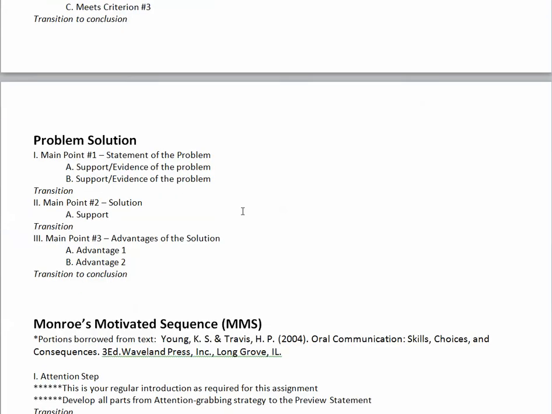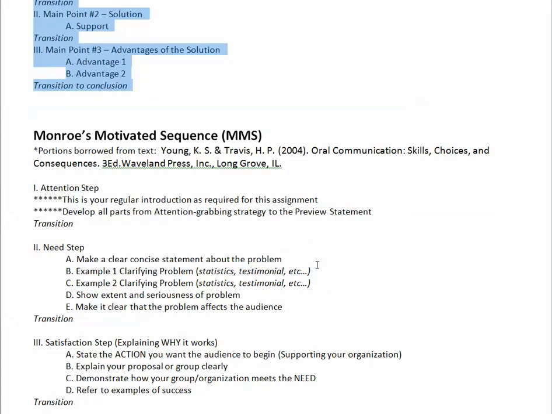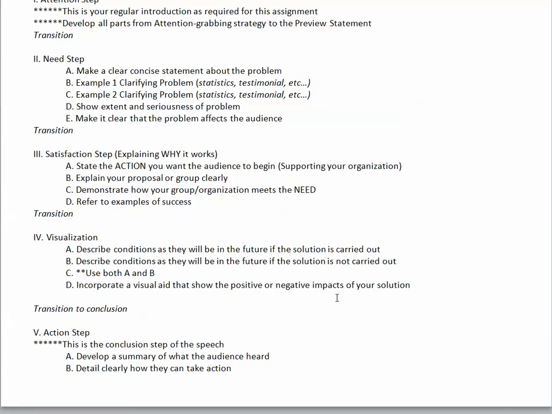Okay, and then I said here, and I clearly tried to articulate here, what would problem solution look like, and then Monroe's motivated sequence. So I've really tried to boil this down and keep it as simple as possible. I've given you this particular handout in both an email, and I've posted an announcement into the course announcements. If you have additional questions about this, please don't hesitate to email me.